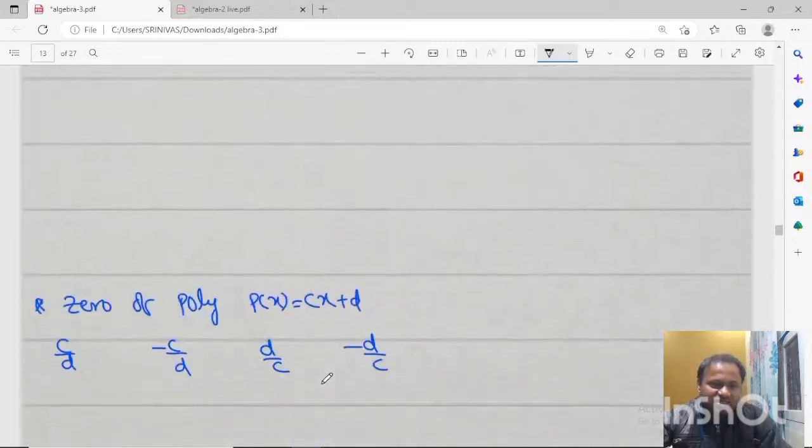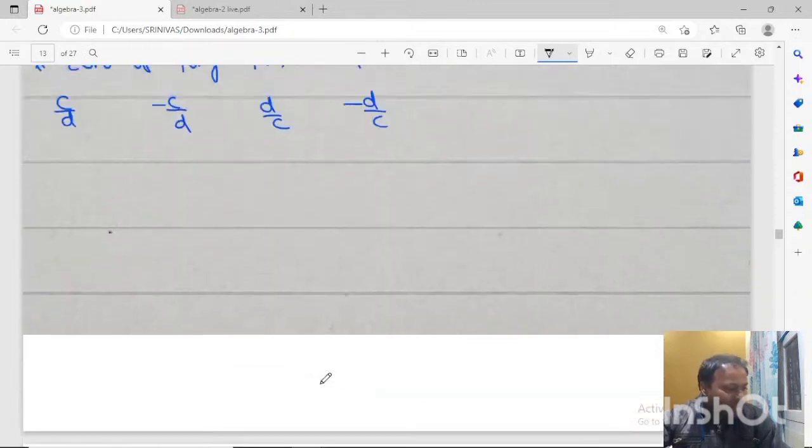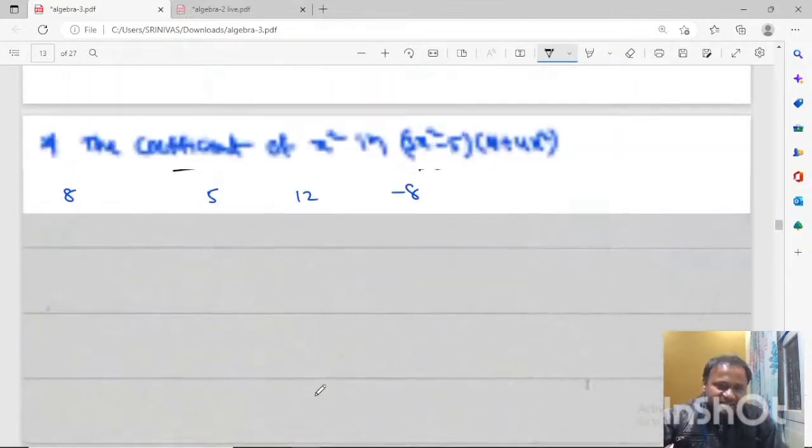Okay, check it. And next one, this one. Zero of polynomial. P of x is equal to cx plus t. I think it is a direct answer. Okay, whatever.